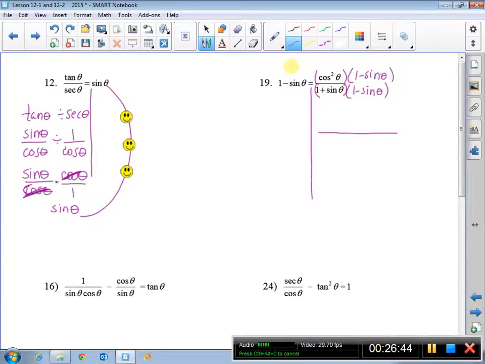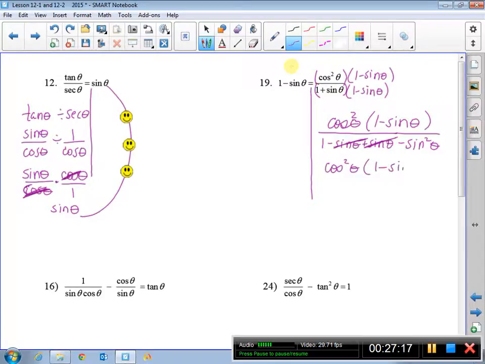So then on the bottom, 1 times 1 is 1, and then I've got minus sine theta plus sine theta and minus sine squared theta. That's what I've got multiplying by the conjugate. On the top, I could distribute or not. Let's not distribute yet. Cosine squared times 1 minus sine theta. Let's see what happens with this denominator. Well, the middle terms drop out. That's what happens when you have a conjugate. And on the bottom we have 1 minus sine squared theta.